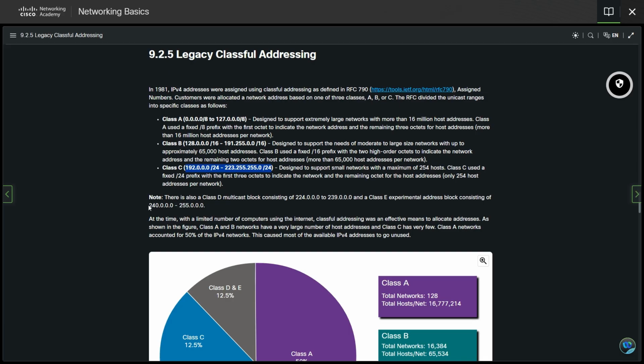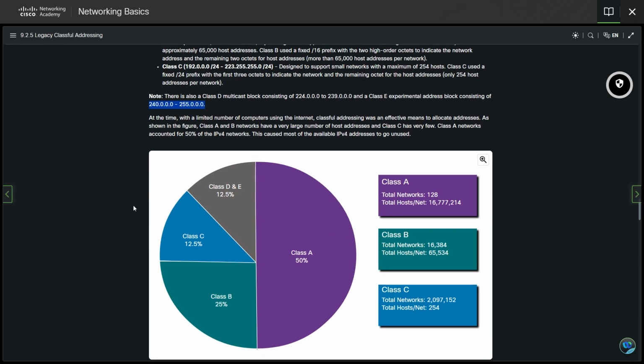Consisting of these addresses. At the time, with the limited number of computers used in the Internet, classful addressing was an effective means to allocate addresses, as shown in the figure. Class A and Class B networks have a very large number of host addresses, and Class C has very few. Class A networks accounted for 50% of the IPv4 network. This caused most of the available IPv4 addresses to go unused.